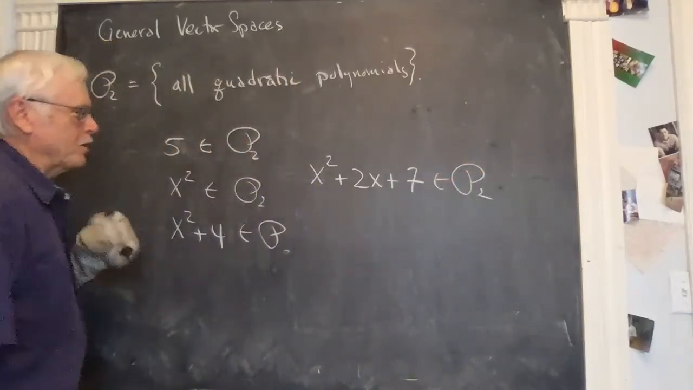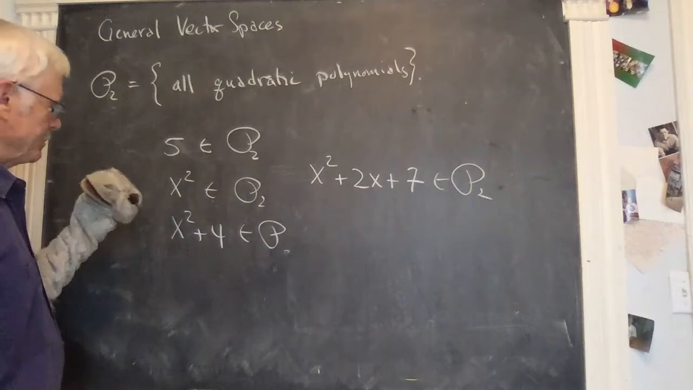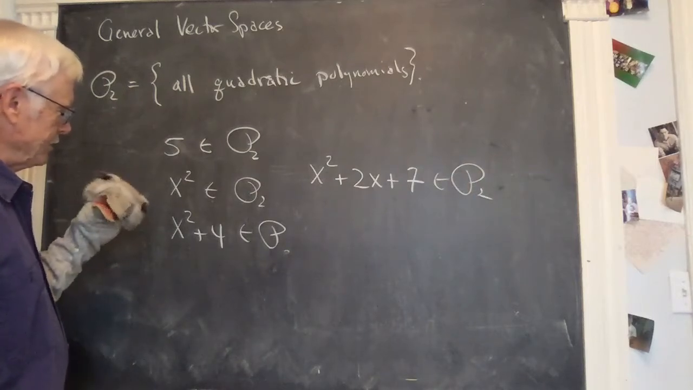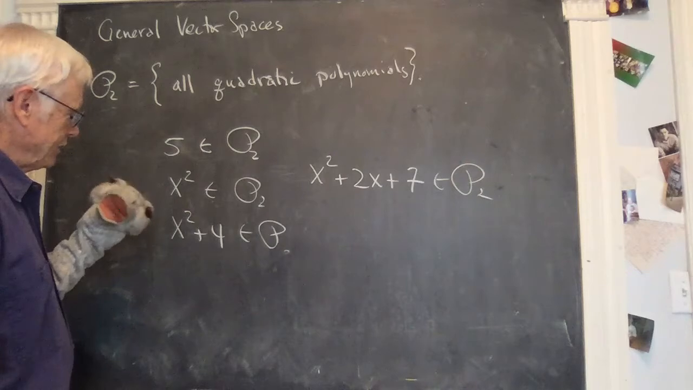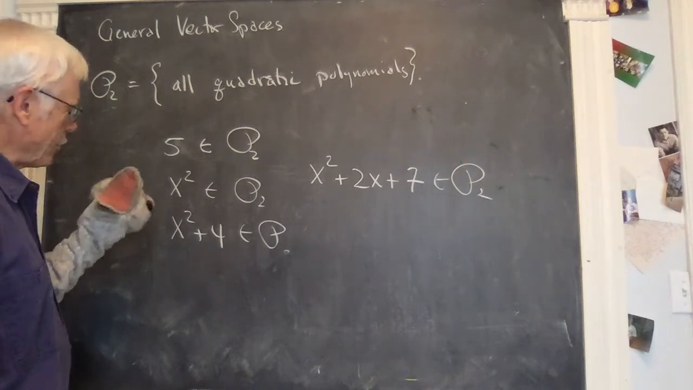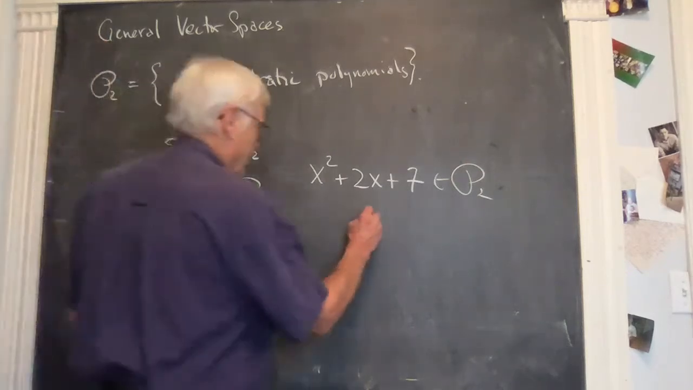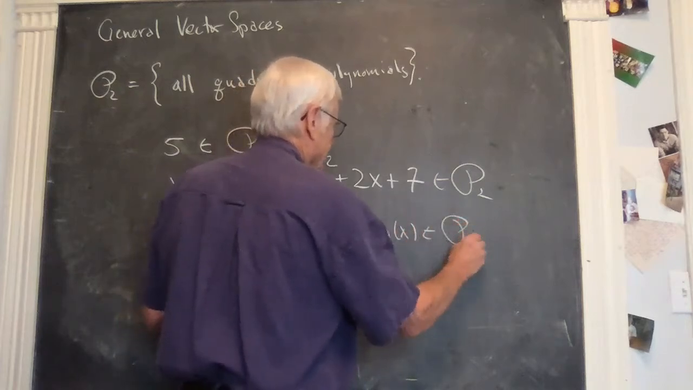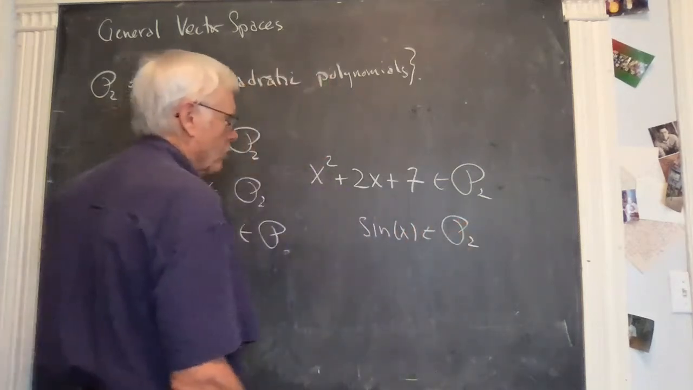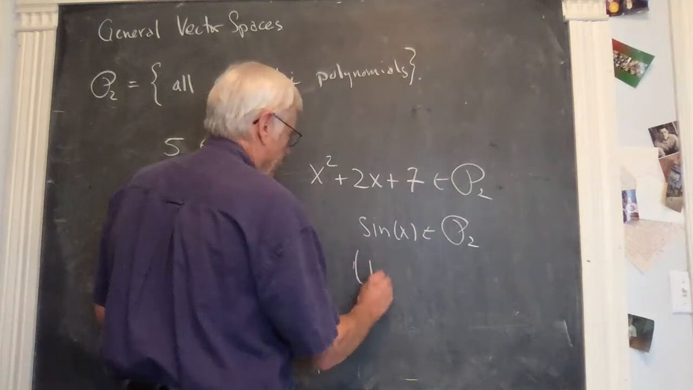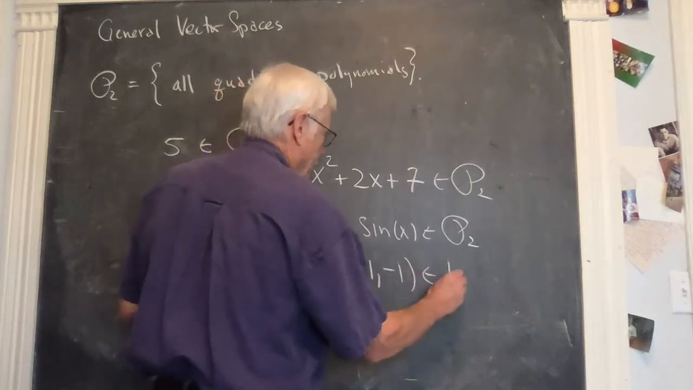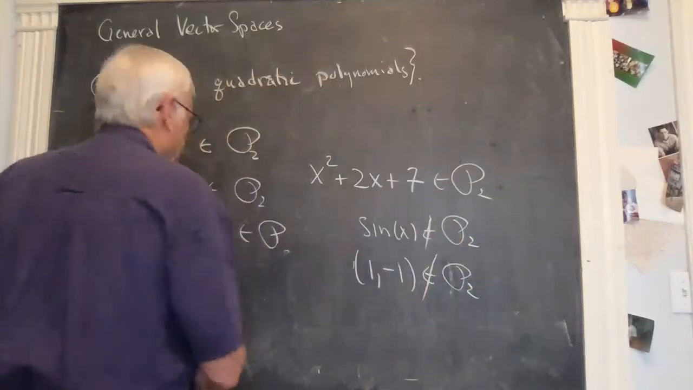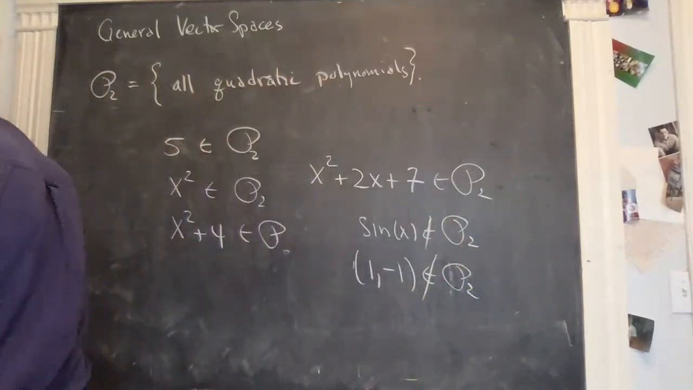Can you give me something that's not in P2? Sin x. Yeah, that's right. Sin x is not in P2. Or lots of other things are not in P2. The vector (1, -1) from R2, that's not in P2. And lots of things are not in P2.